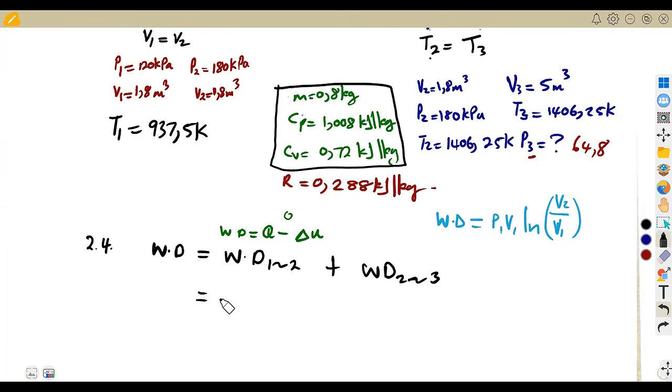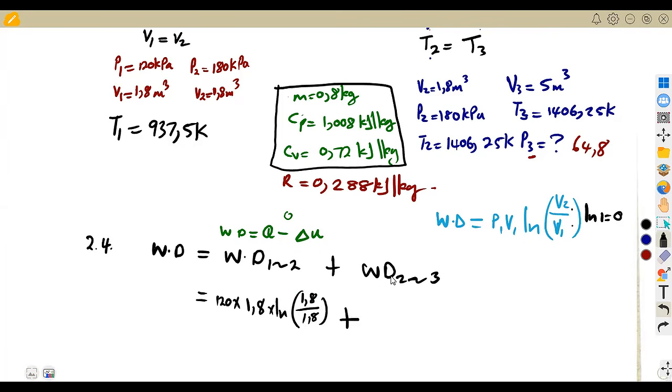All right, P1, that's 120, times V1, which is 1,8, times the ln of V2 over V1. Remember, V2 and V1 are equal, so it's going to be 1,8 over 1,8. Because of the ln, if these two are equal, ln 1 is equal to 0. From our mathematics, we know that, right? But also, you can just use your calculator at once.